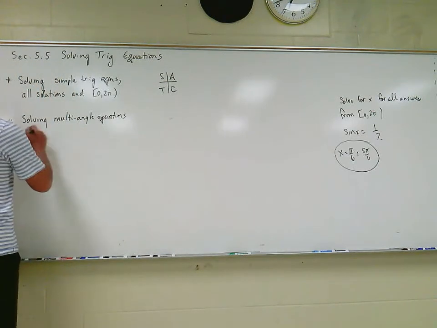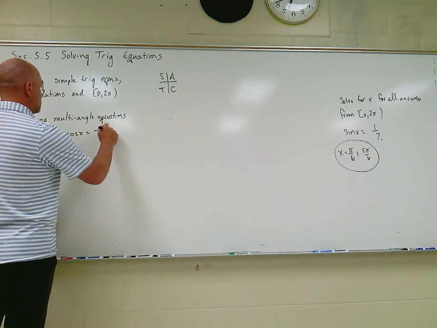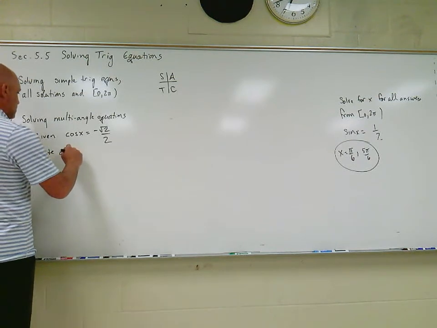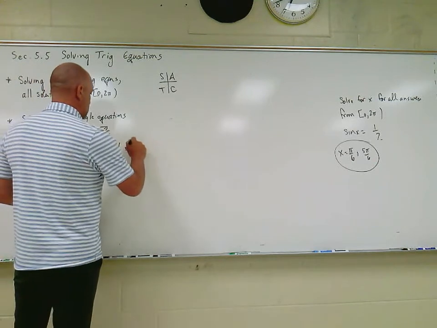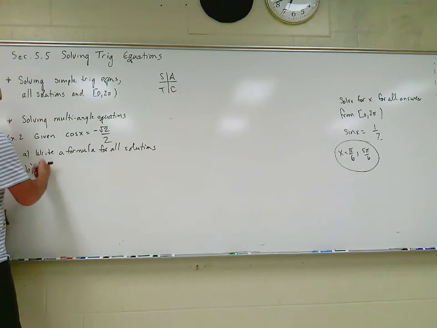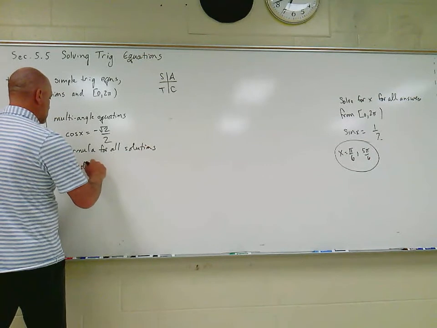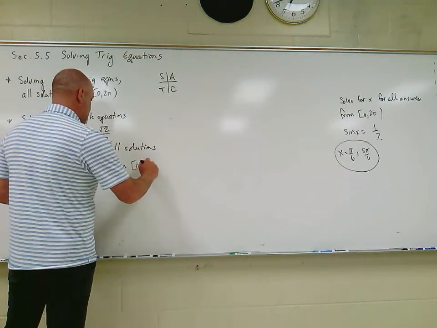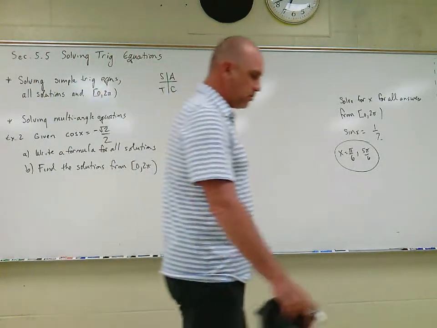Example 2, given cosine of x equals negative square root of 2 over 2. A, write a formula for all solutions. So there you go. You know you're going to need your 2 pi n. And then find these solutions from 0 to 2 pi. And then we'll upgrade and make a more difficult problem.